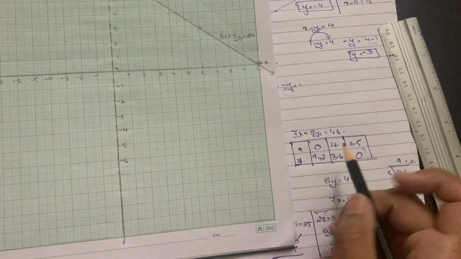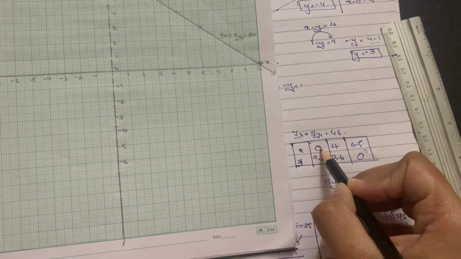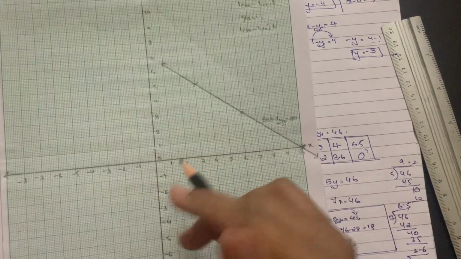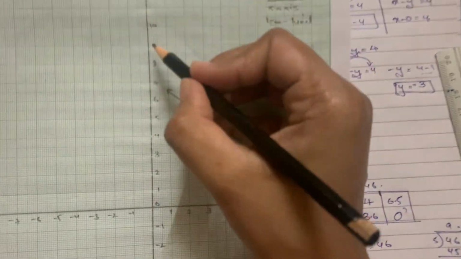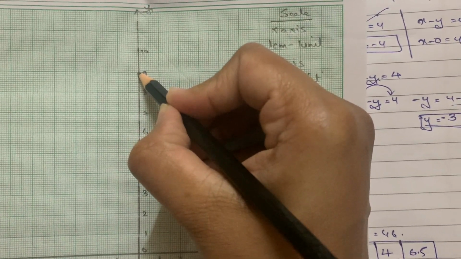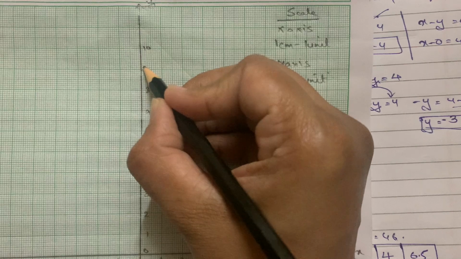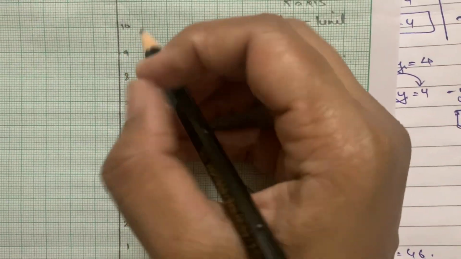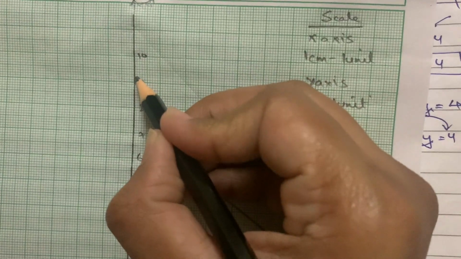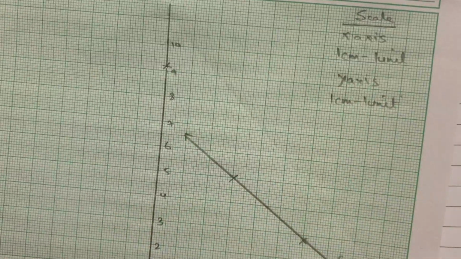Now I'm going ahead with the next line, 7x plus 5y is equal to 46. 0 on x-axis, 9.2 on y-axis. This is my 9. I have to go to 9.2, which will be 2 boxes up after 9, 1 and 2. So this is the point that I have. I'm going to mark it with an X over there.